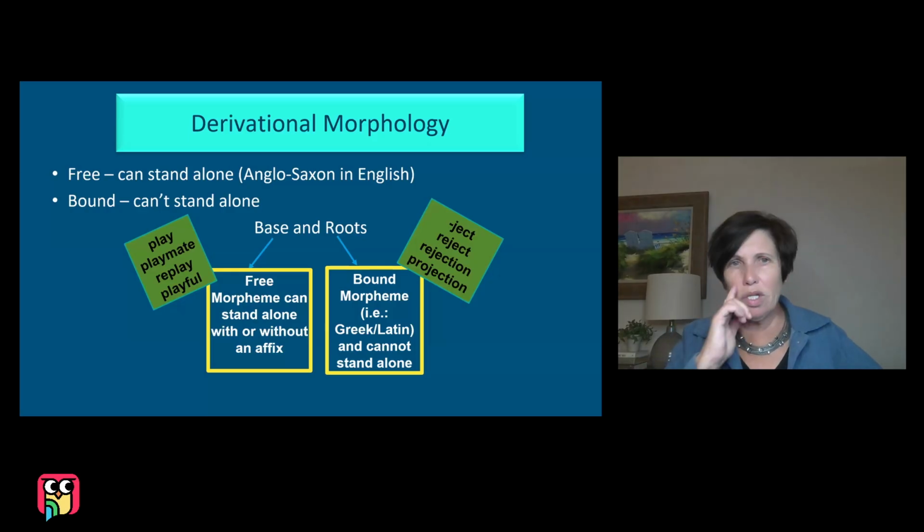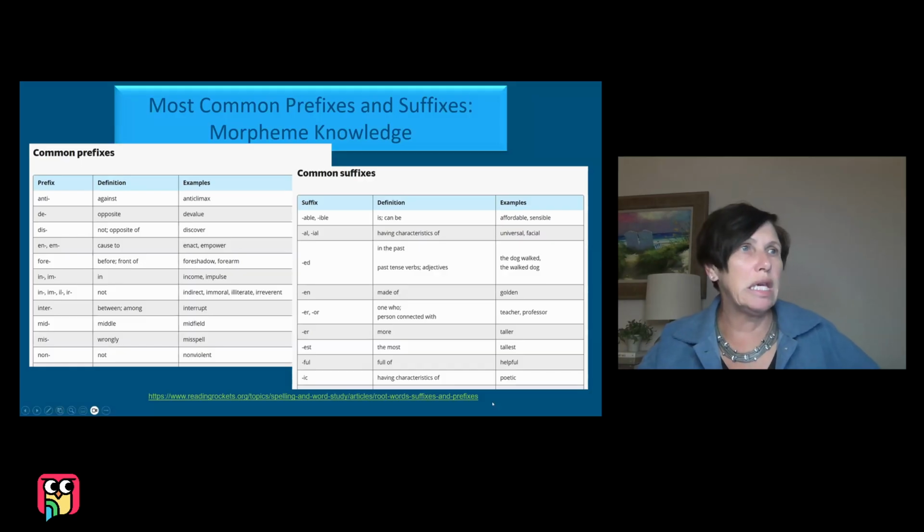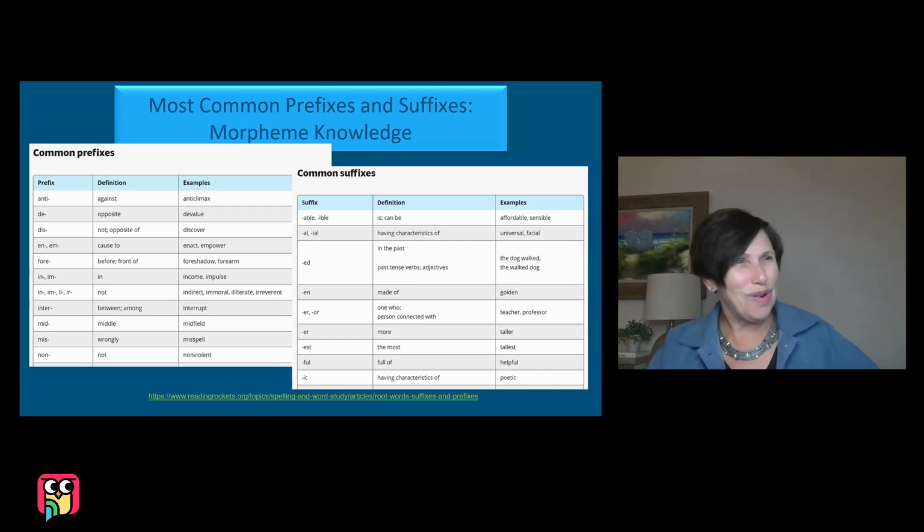So the next thing I want to show you is where we get these roots to decide what we are going to work on. I'm going to try to take you out to a website here. Let's see what happens. You will see a link there to Reading Rockets.